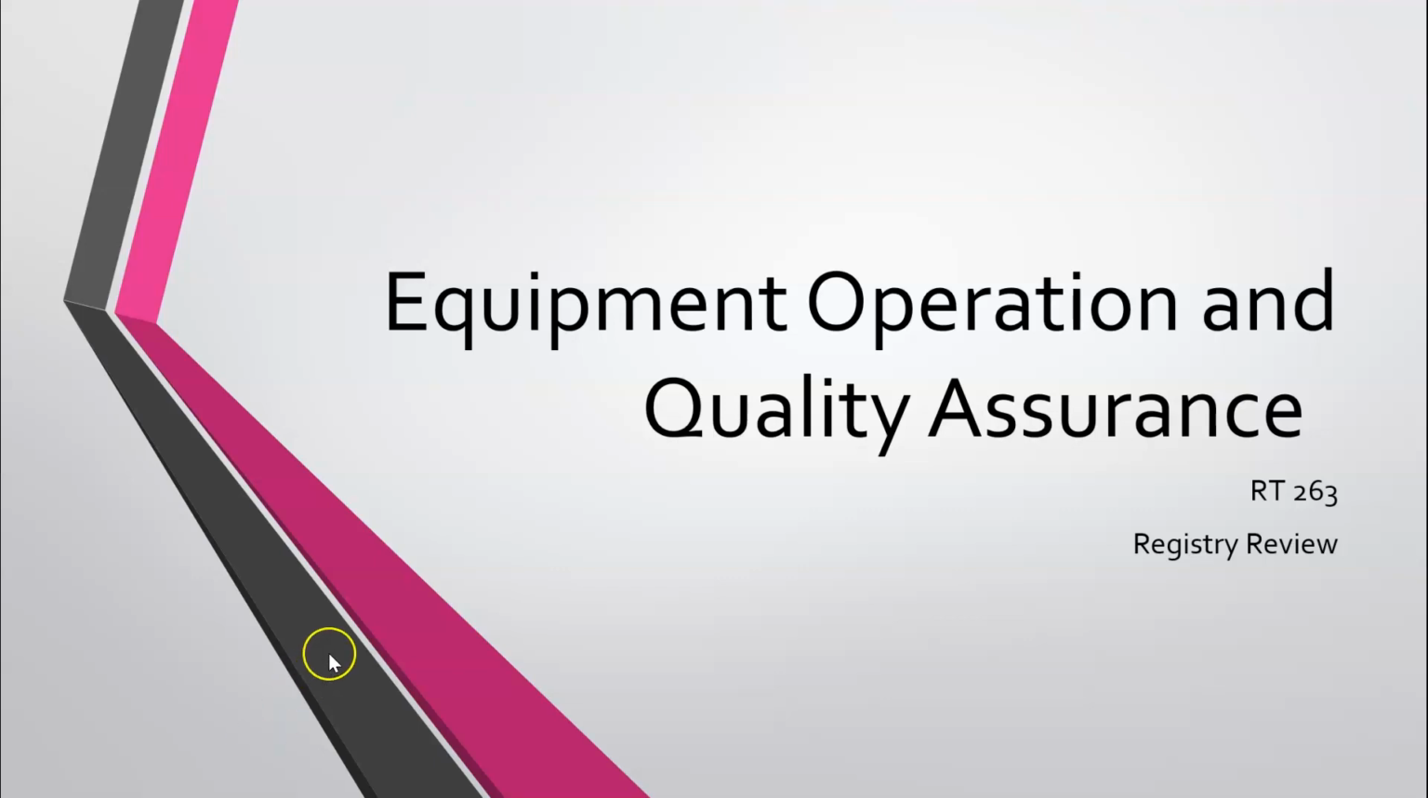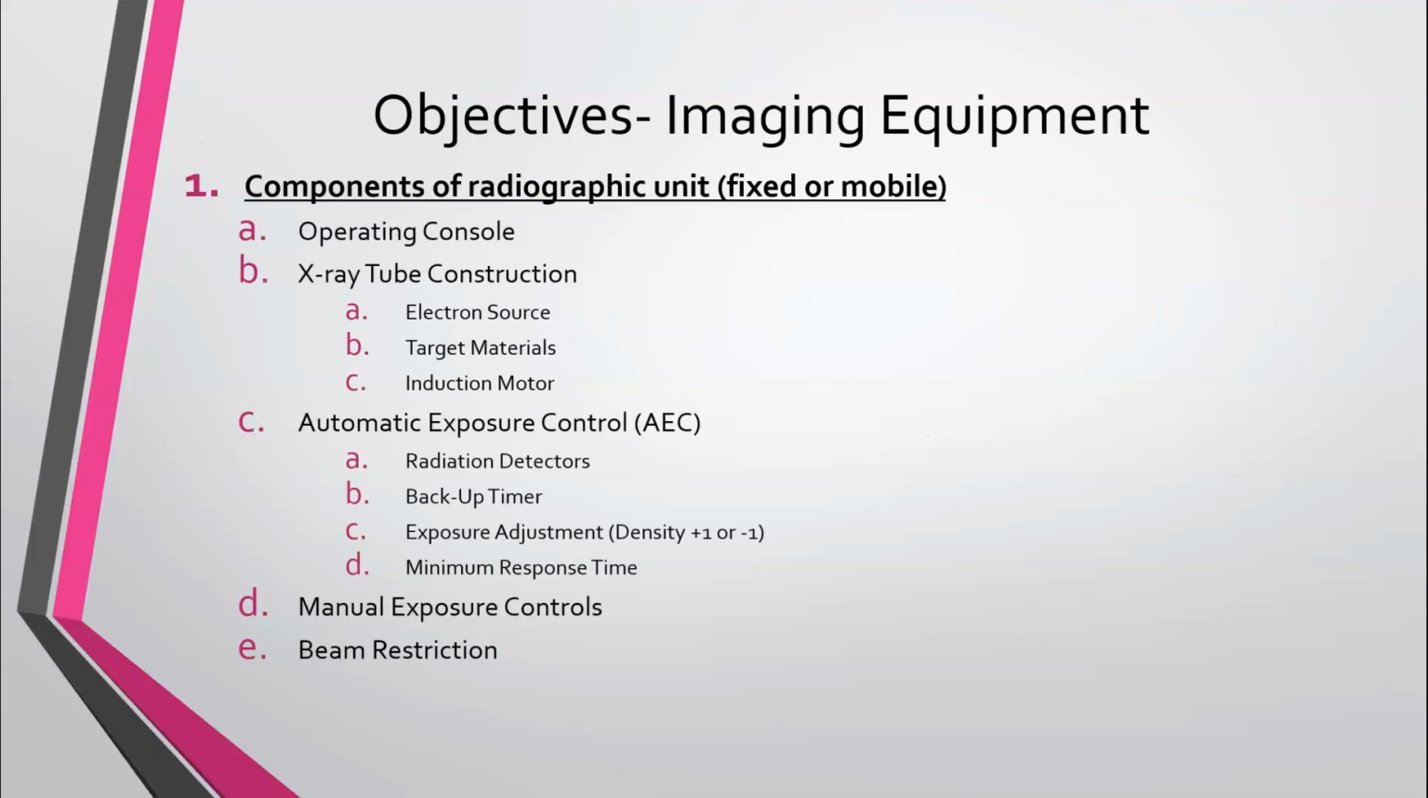Okay, we're going to cover equipment operation and quality assurance. So we're going to talk about the tube and fluoro. So here are the different areas, the components of the radiographic unit. So we're going to talk about fixed and mobile.